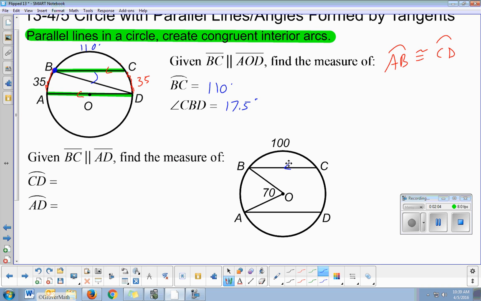Okay, let's try another one. Given BC is parallel to AD. All right, so right there, that means that arc AB and CD are going to be congruent. They're the interior arcs of those two parallel lines.